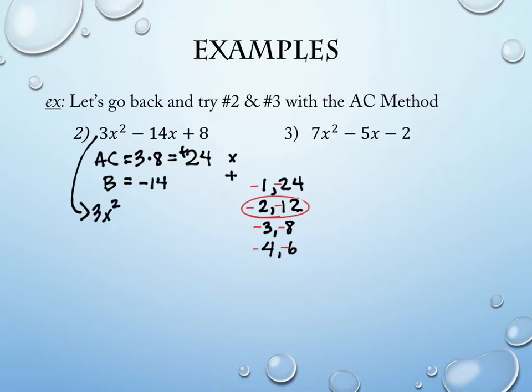And instead of writing negative 14x in the middle, it doesn't matter the order, I'm going to write a negative 2x and a negative 12x. I'm just replacing negative 14x with something equivalent to it. Negative 2x and negative 12x are equivalent when added together to negative 14x. And then I have my plus 8 on the end. Is everybody okay so far?